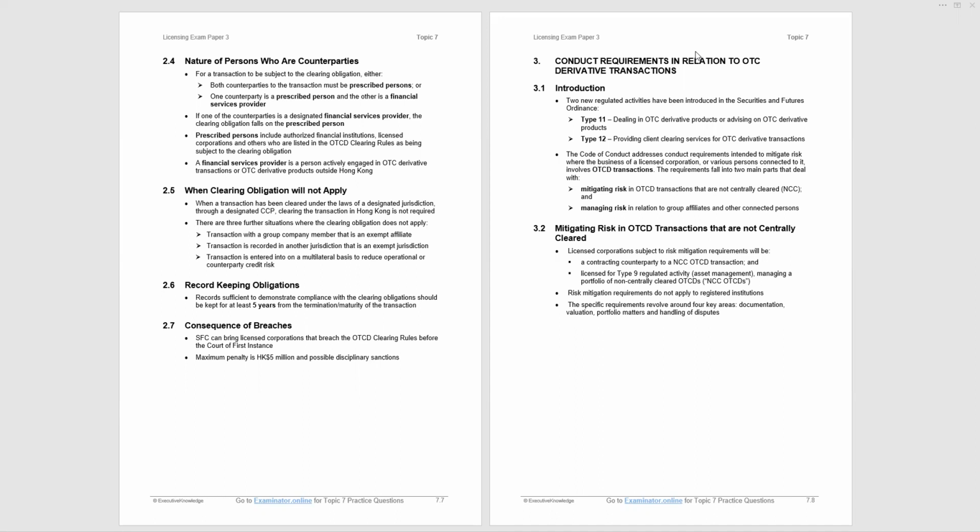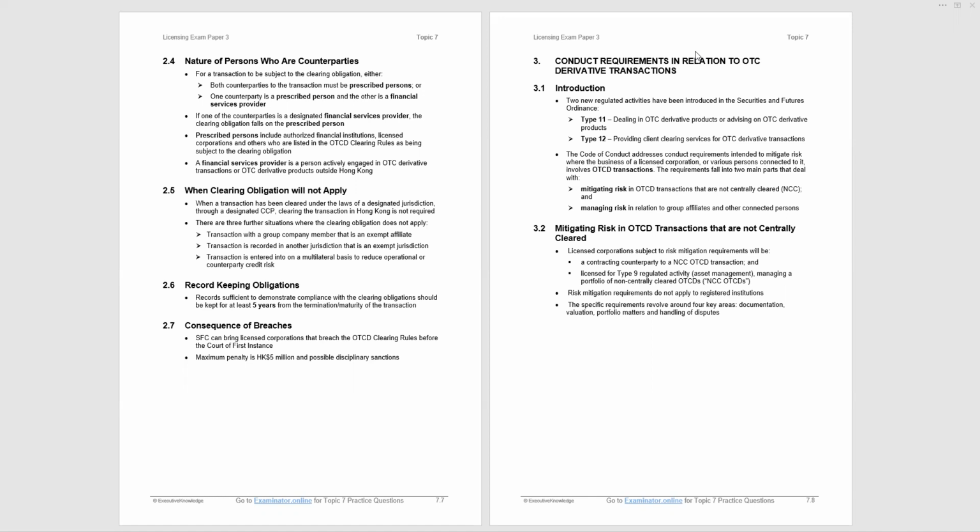But the conduct requirements are split up into two parts. The conduct with regard to mitigating risk, reducing risk with over-the-counter transactions that are not centrally cleared, and managing risk in relation to group affiliates and other connections. So the mitigating risk is where you've not got mandatory clearing. You're still relying on the other counterparty not defaulting. And the second is group affiliates.